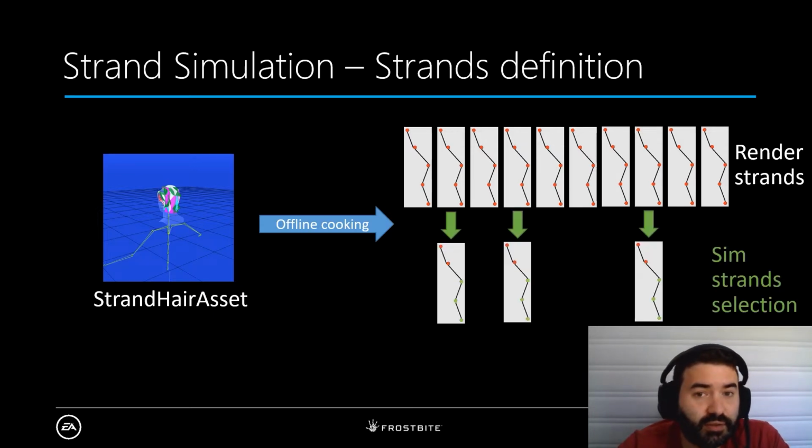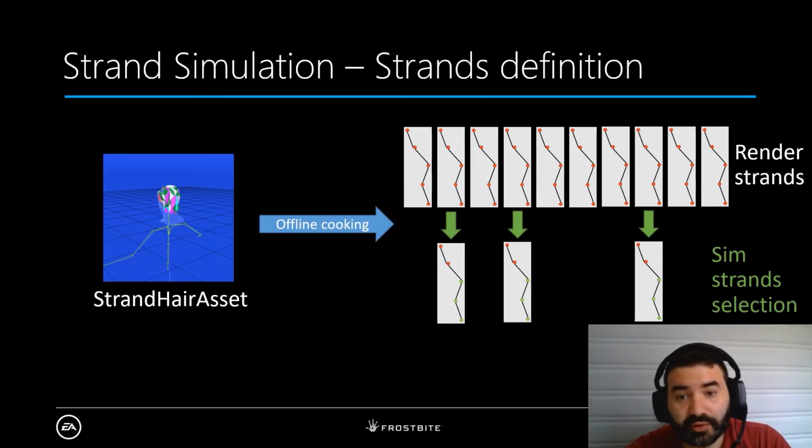Once this is done, we will select a number of render strands to become the simulated strands, which we will animate. A high number of points along the curve will increase the quality of the simulation, but costs will rise. Tessellation is configurable per asset and ranges from 3 to 32 points per strand.